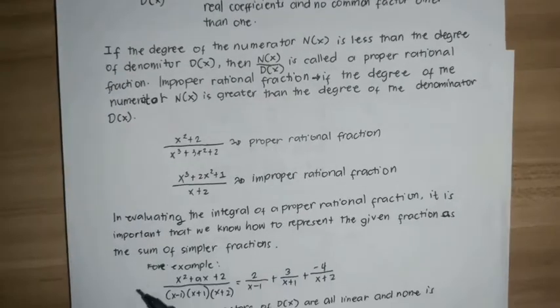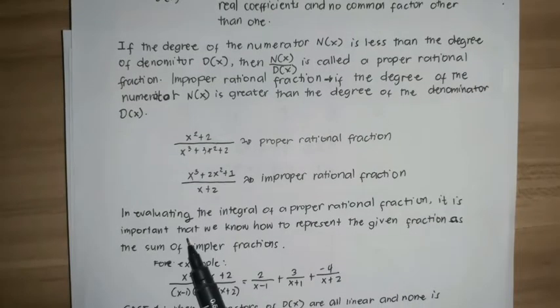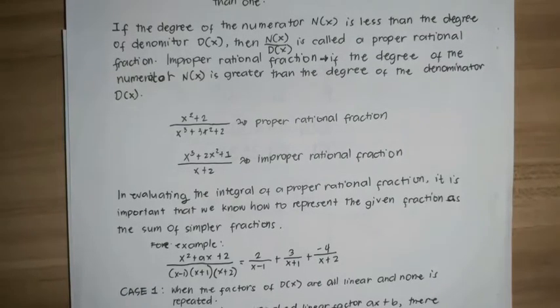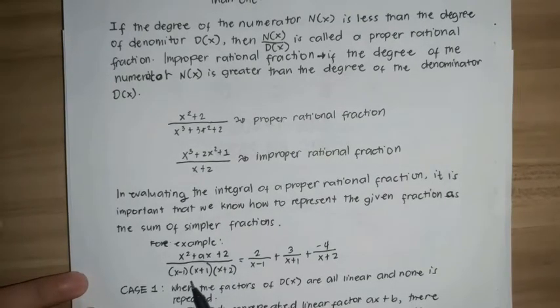Okay, so in evaluating the integral of a proper rational fraction, it is important that we know how to represent the given fraction as a sum of simpler fractions. The simpler fractions there are called the partial fractions. For example, here we have x squared plus 9x plus 2 all over x minus 1 times x plus 1 times x plus 2. If you want to get the partial fractions of this rational fraction, you will get 2 all over x minus 1 plus 3 all over x plus 1 plus negative 4 all over x plus 2.